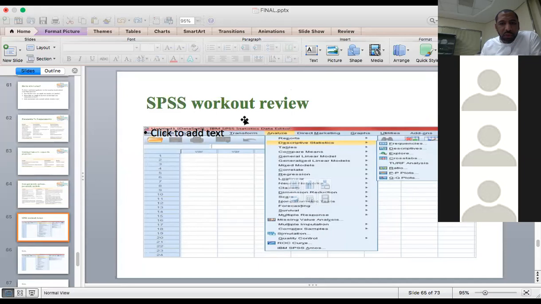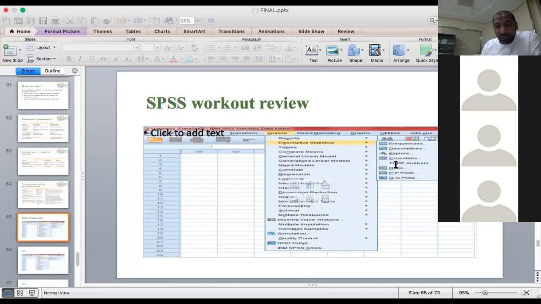This is a walkthrough review of SPSS. Here, for example, you go to Analyze, Descriptive Statistics, and then it shows Frequencies. If you would like to identify the frequency and the percentage, use Frequencies. Descriptives gives you the mean and standard deviation and the minimum and the maximum. Explore gives you the mean, standard deviation, median, IQR, and mode.